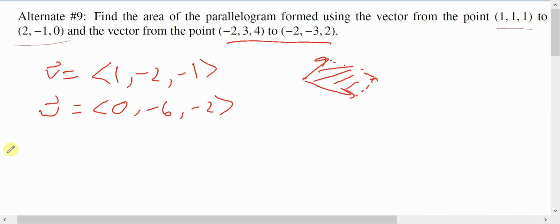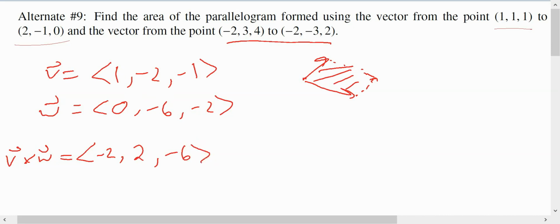We know that the area is the magnitude of V cross W. I'll do this using the shortcut method, but you could also do this using the determinant method. In other words, I'm going to cover up these first two and do the cross product here. That's going to be 4 minus 6, which is negative 2. Then I'll cover up the middle one and do the cross product, negative 2 minus 0. But then remember, you take the opposite of that, so it's going to be negative of negative 2, which is positive 2. Then I cover up the last column here, and I get negative 6 minus 0.